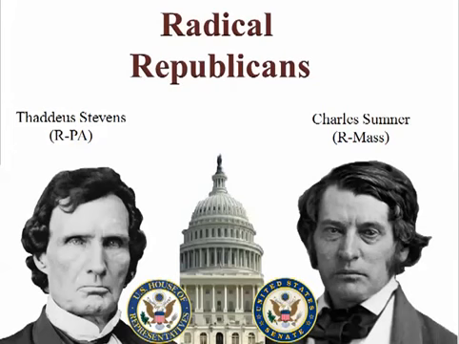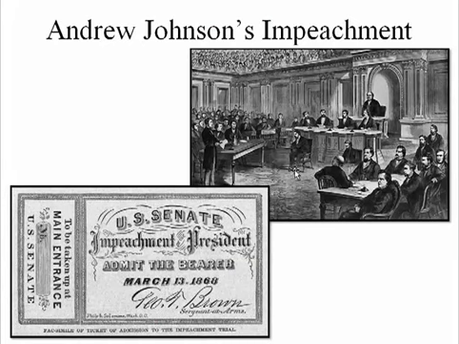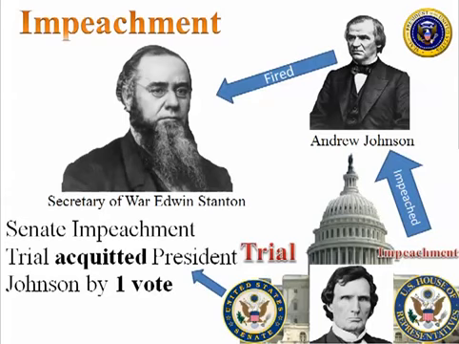They were going to push through the 13th Amendment, ending slavery, the 14th Amendment giving citizenship and equality to African Americans, due process by the states, and then the 15th giving African American males the right to vote. And they're going to dominate Reconstruction from then on. And here's a painting of the impeachment trial of Johnson. Here's a ticket that a lot of people got to see it from the balcony. And again, for people who think their vote doesn't count, Johnson was acquitted by one vote.